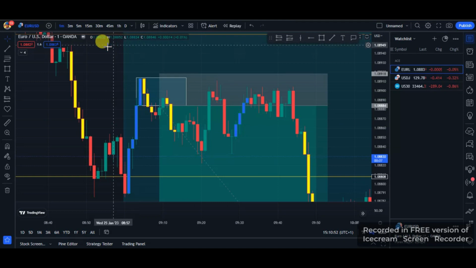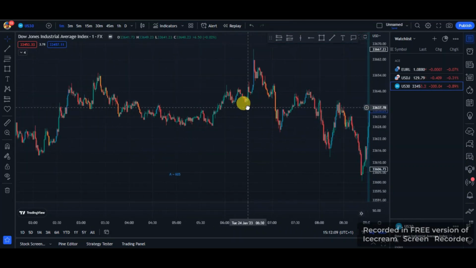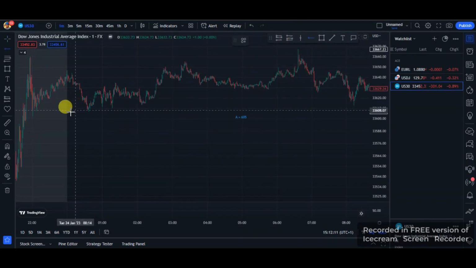So let's get straight into the next part. I want to show you guys one more example of this trade. Alright guys, so this is our second example on US30. So let me just mark this zone out.